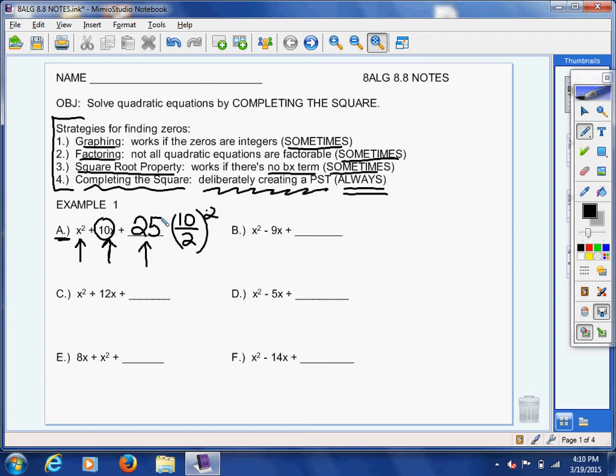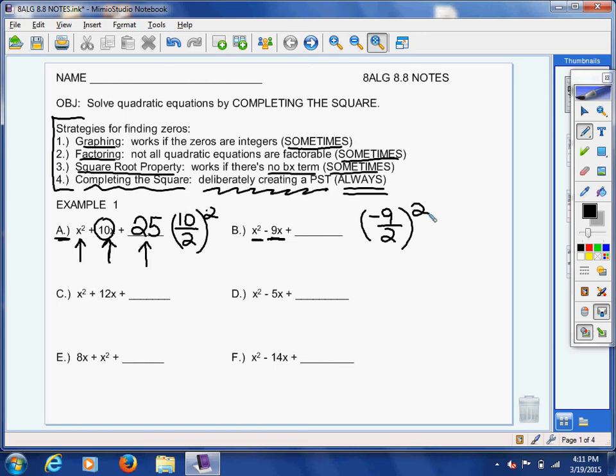Okay, let's look at letter B. Okay, we're going to do the same process. First, make sure we're in descending order. There's your x squared, there's your bx term there. Now we're looking to what constant number we're going to add here. So you're going to take the b, which is negative 9. You're going to divide it in half, and then you're going to square it. Now, I don't normally work with decimals. I wouldn't change it to a decimal right this second. You can, but I think that might actually be a little bit more confusing.